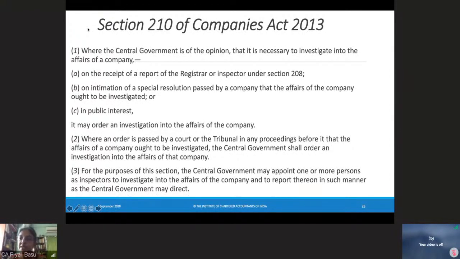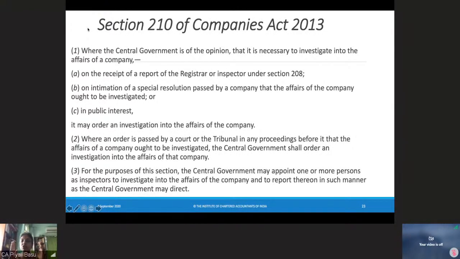The court cannot make a judgment until they understand further detail, which is not within their jurisdiction. So they say that we need an investigation, and they instruct the central government, and if the central government receives such an intimation, they can appoint an inspector to investigate into such affairs. For the purpose of this section, the central government may appoint one or more persons as inspectors to investigate into the affairs of the company and to report thereon in such manner as the central government may direct.